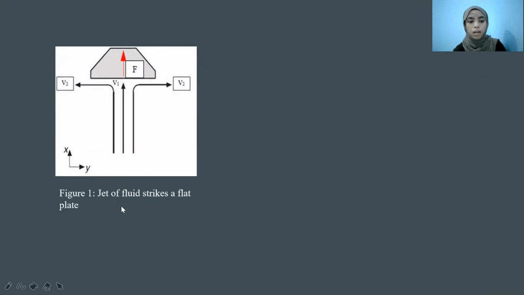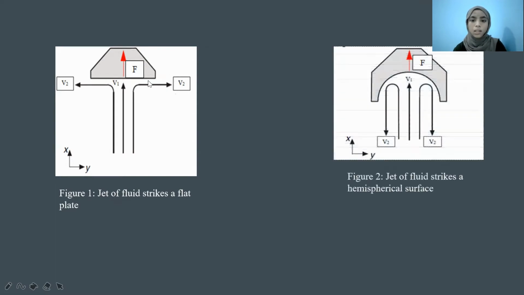Okay, we can see from Figure 1 that the jet of fluid strikes a flat plate. So you can see this is the flat plate. And Figure 2 shows that the jet of fluid strikes a hemispherical surface. So this is the hemispherical surface.